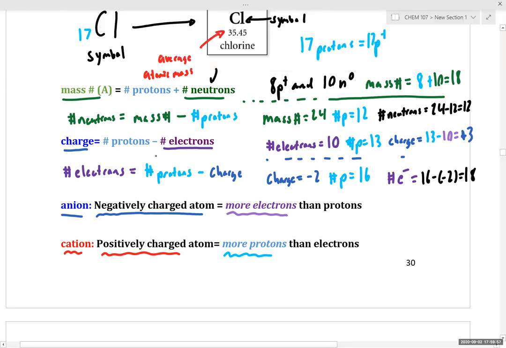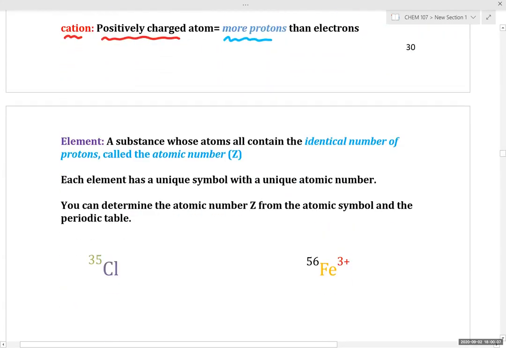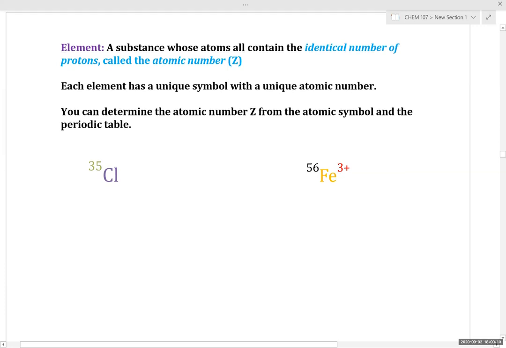Does this make sense to everyone so far? Perfect. So let's do some examples and let's unpack each of these terms more carefully.